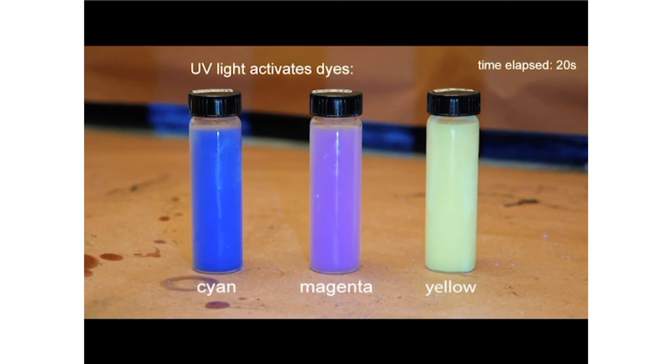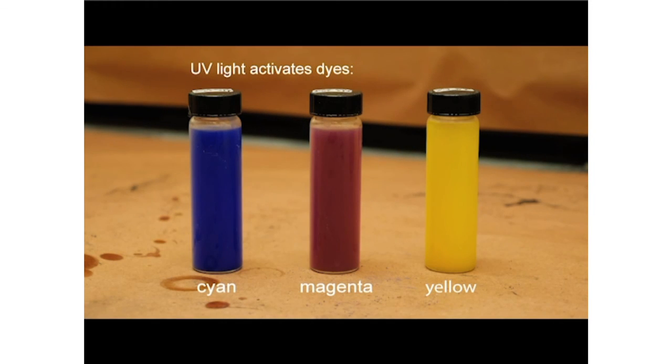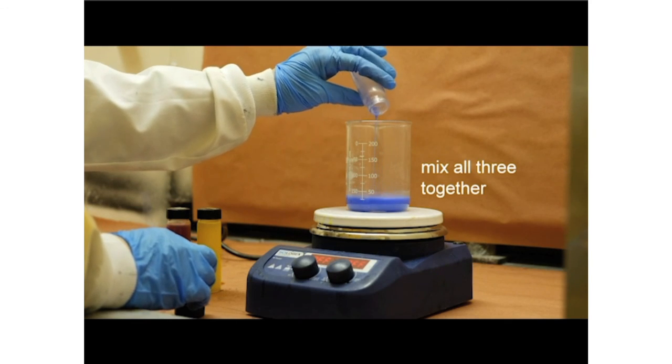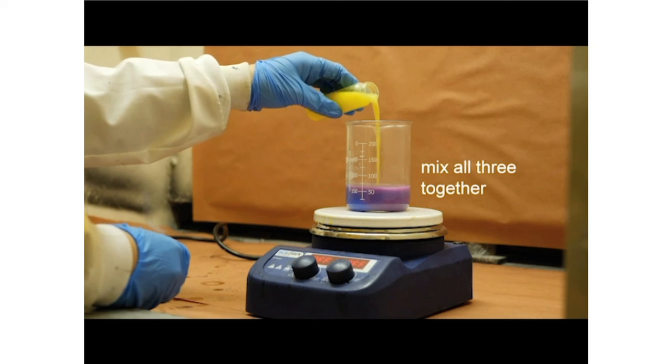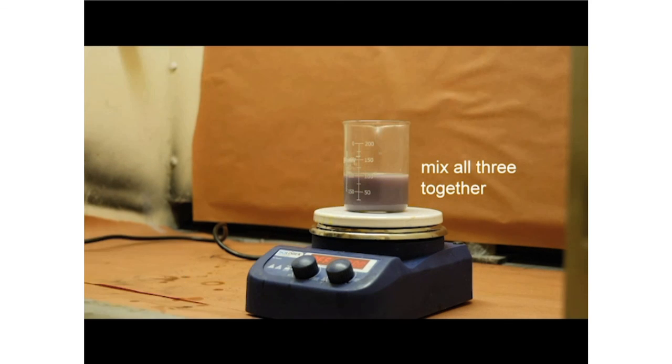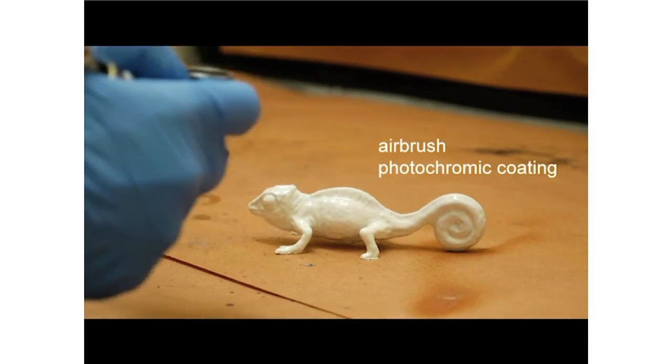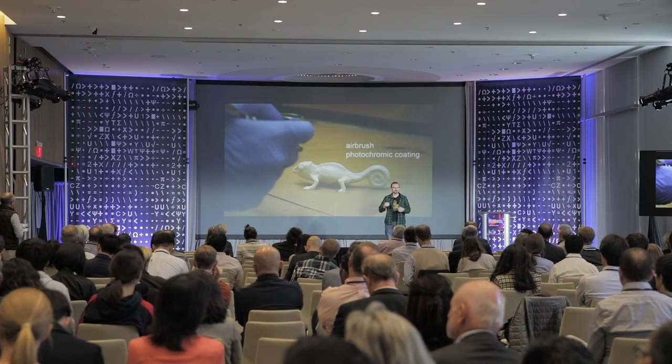Then you do the magic activation with UV light. And in the end, you just mix it together, and then it's ready to use. You can then put it into an airbrush system, for example, and just spray it on the object that you would like to augment.